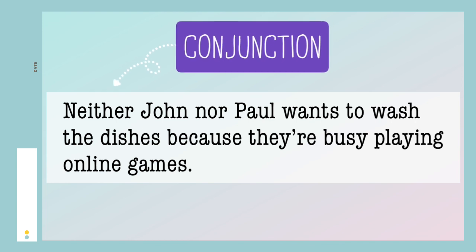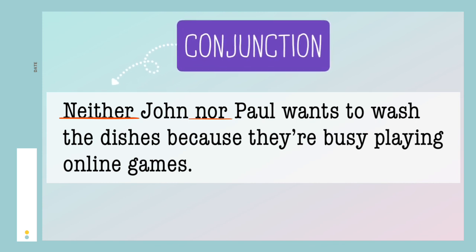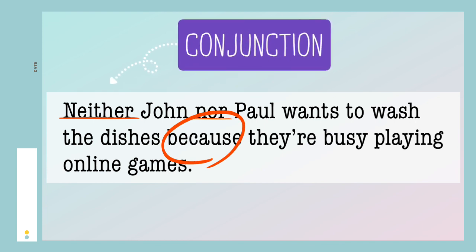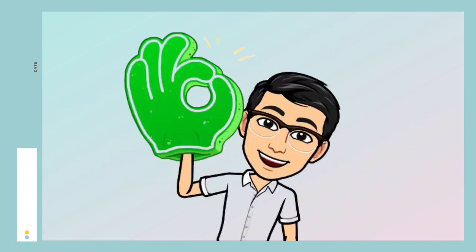Let's have this example statement. I want you to look for the conjunctions in it. So we have the correlative conjunction neither nor. What do they connect? The words John and Paul. It also has the subordinating conjunction because. It introduces the subordinate clause because they're busy playing online games to the main clause neither John nor Paul wants to wash the dishes. Great job!